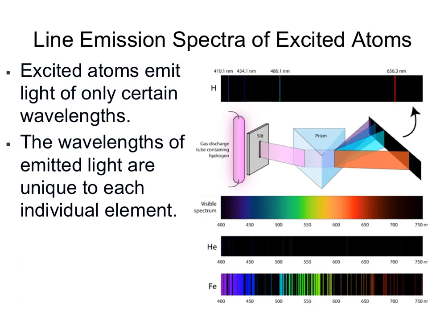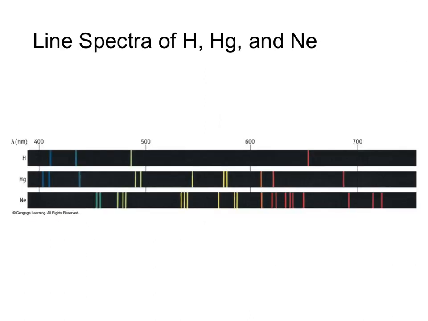It turns out that the wavelengths of light which are emitted are unique to each individual element. And here we see just some more examples of those overlaid on each other. We have the spectra of hydrogen, mercury, and neon. And we know that they are quite different from each other. And so the question that we have to now ask ourselves is why? Why do different elements emit different wavelengths of light when they're excited?